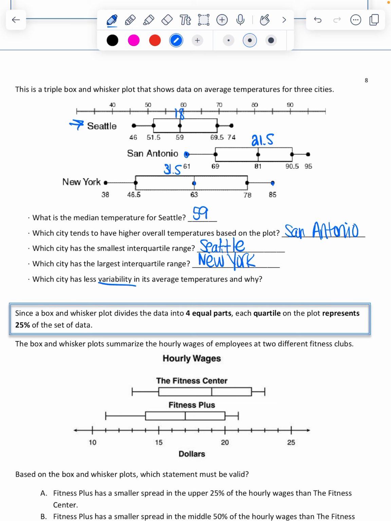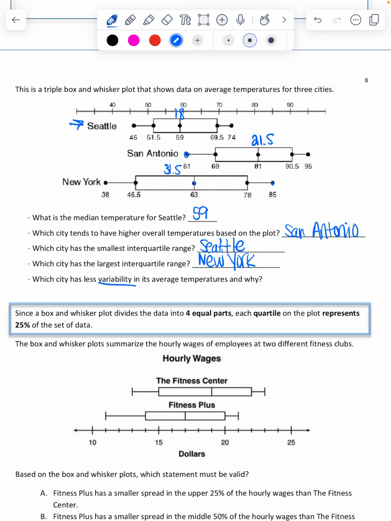I'd also be looking for a large range, the largest number minus the smallest number. So 85 minus 38 is 47, and the rest of the ranges: 95 minus 61, so the range for San Antonio is 34. The range for Seattle, 74 minus 46, is 25. So New York also has the largest range, and it has the largest interquartile range. So New York would have the most variability.